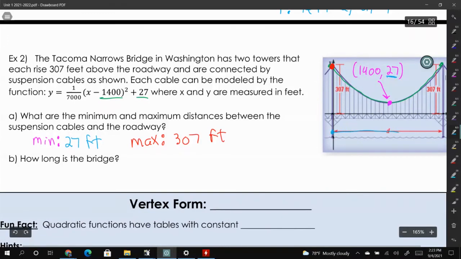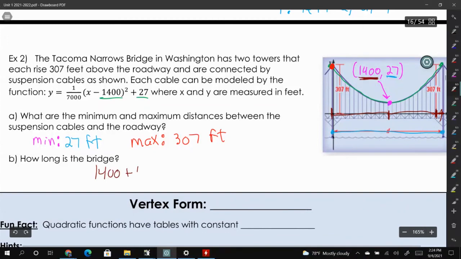Now, how long is the bridge? Going from this tower to that tower is your distance. Well, we know that parabolas are symmetrical. So if this distance is 1,400 feet, that means this distance must also be 1,400 feet.